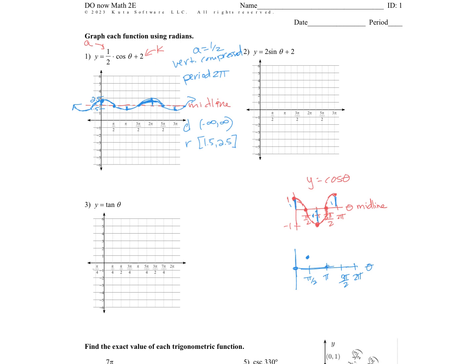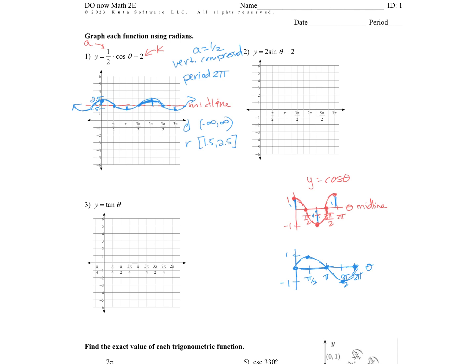At pi, I'm back to 0. At 3 pi over 2, I'm negative 1. And at 2 pi, I'm back to 0. So my sine, or my y-coordinates, when I graph them, I get this graph right here. So sine always starts at its 0, or sine always starts at its midline.